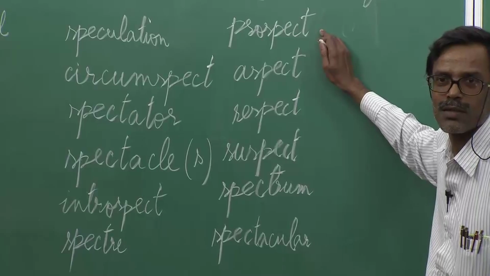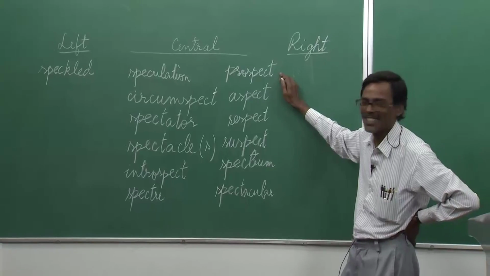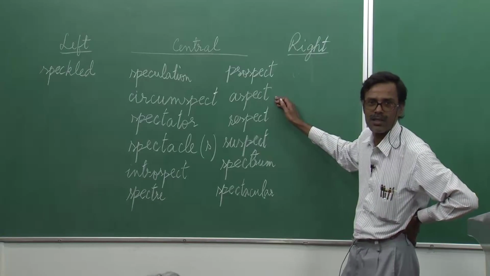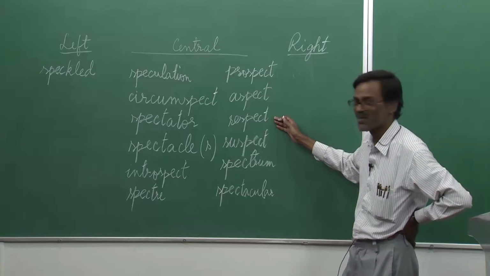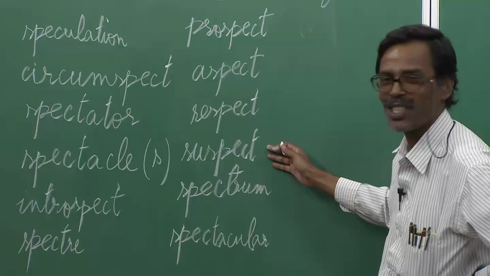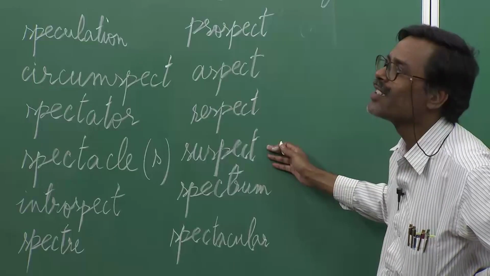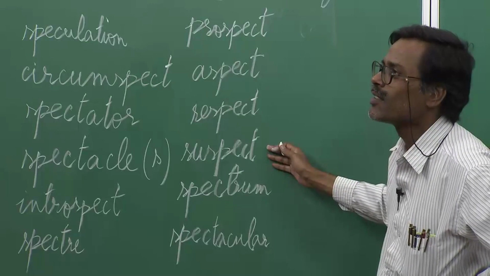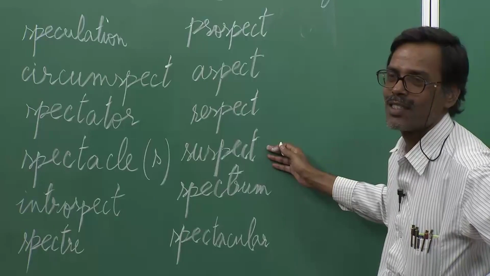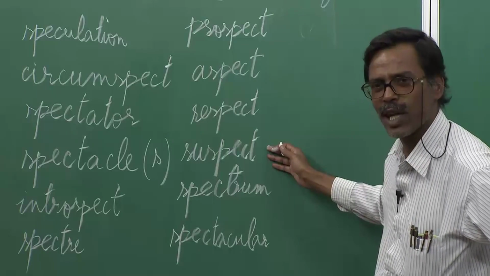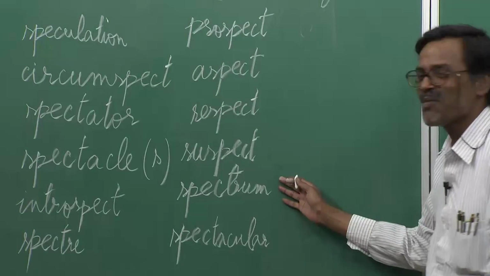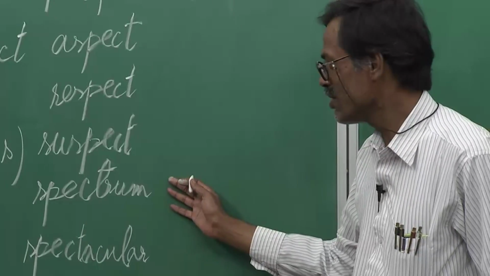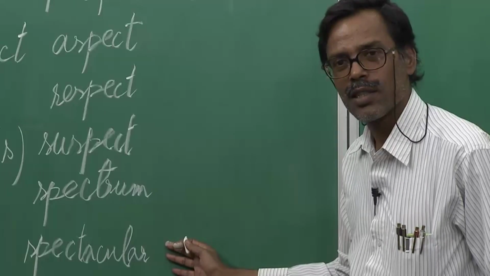Prospect, verb and noun both. Aspect, noun. Respect, noun and verb. Suspect, verb and noun both. He was the suspect. He was suspected. He was suspected for the crime, and he was the suspect. Can it be an adjective also? Yes. Spectrum is a noun. Spectacular, adjective.